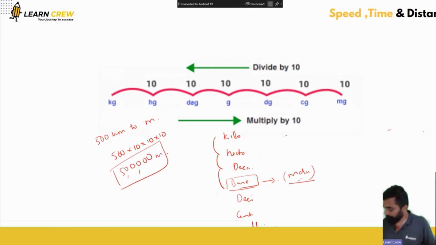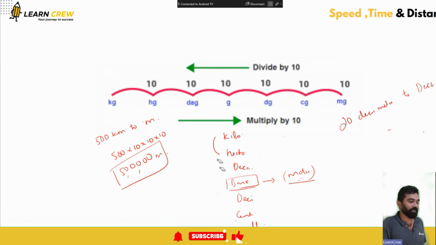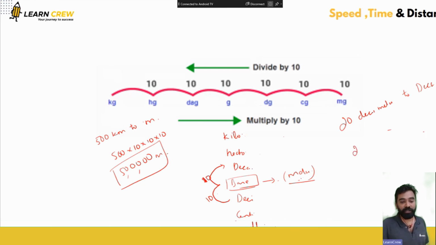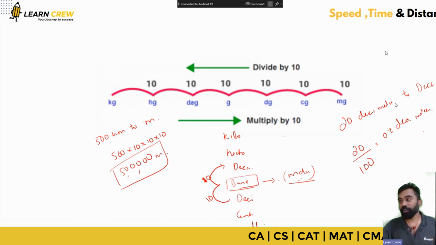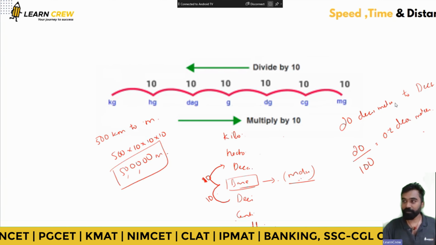Clear? Okay. 20 decimeter to decameter. Deci is here. You're going from here to here. First step, 10. Here to here. So it is going to be 20 divided by 100. It's going to be 0.2 decameter. Able to understand how you're dividing, how you're multiplying? When you're going from bottom to top, it is going to be divided. When you're coming from up to bottom, it's going to be multiplied.